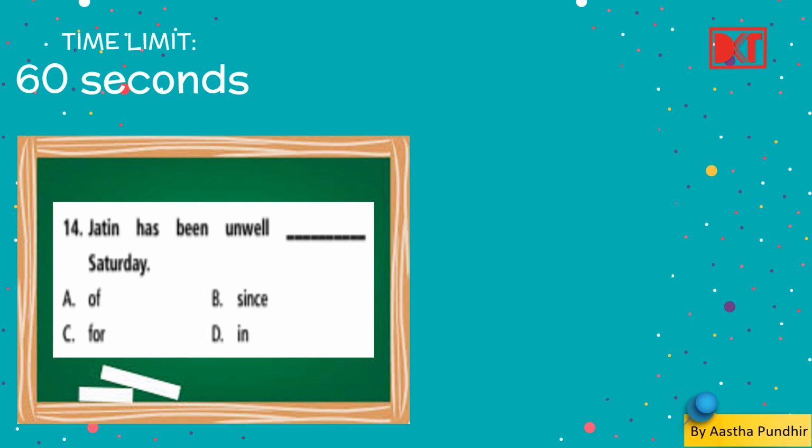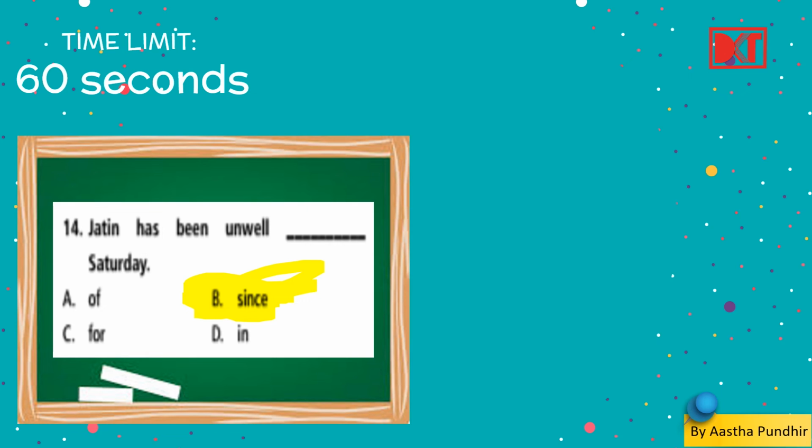Okay, here. Jatin has been unwell dash Saturday. Off Saturday, since Saturday, for Saturday, or in Saturday. Here the correct answer is B, since Saturday. Why since? Because since is used when we have to talk about the duration of some time, which is from some point in the past till now. So here we are using since Saturday, which means from Saturday until now this has been happening.